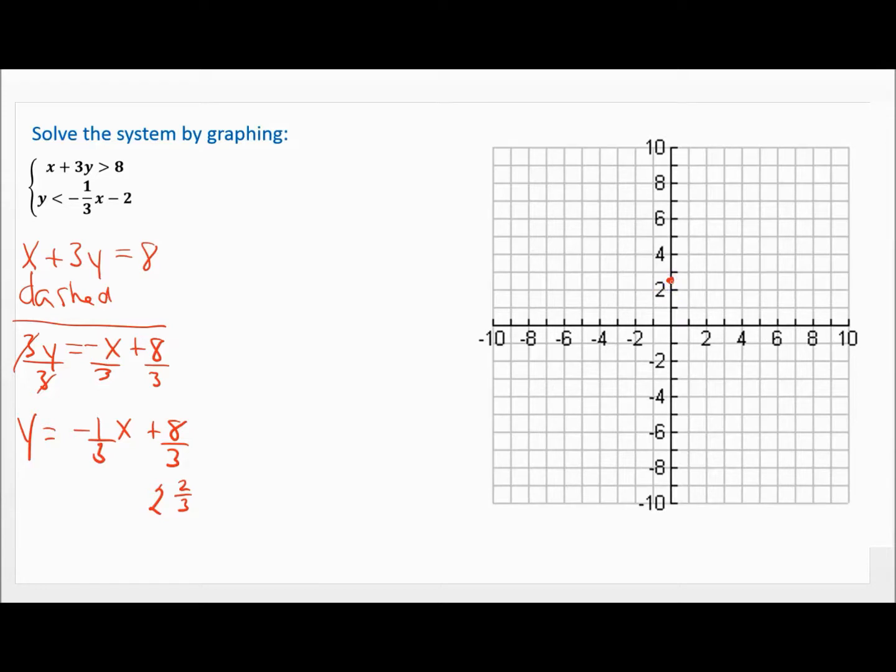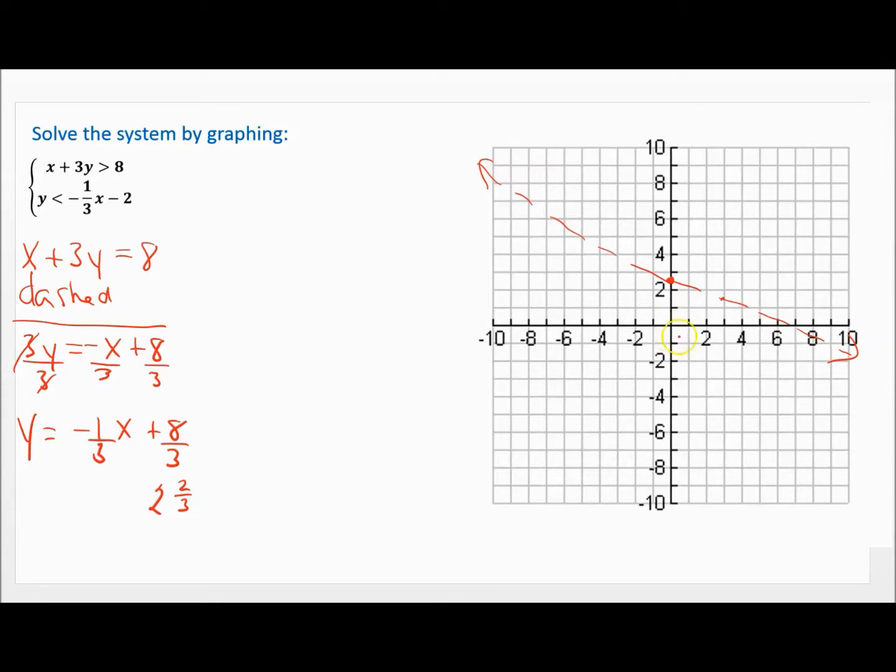Okay. Now, I can count down 1 from there. It'd be 1 2/3, and then right 3. 1, 2, 3. I could do it again. So down 1, which would be just 2/3, and right 1, 2, 3. There we go. Remember, this is a dashed line. Good enough. Now, we shade.